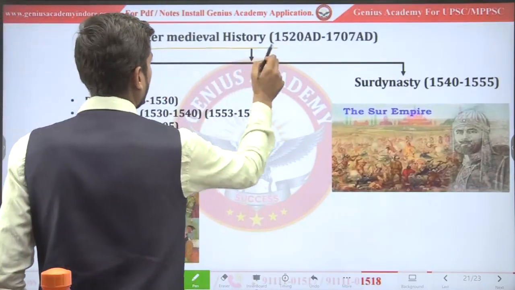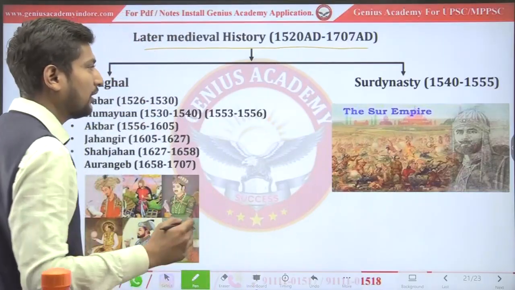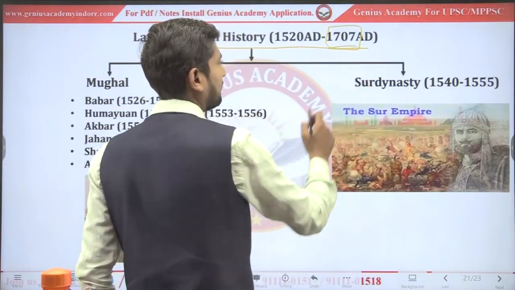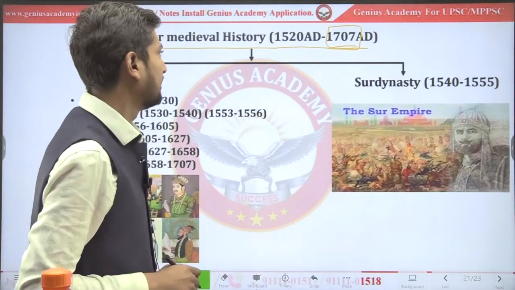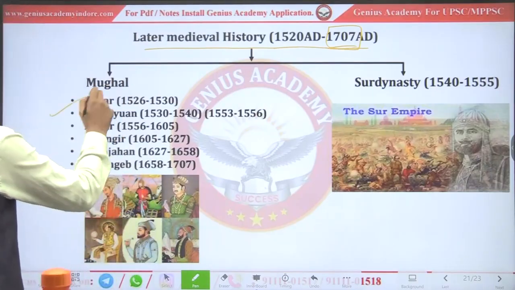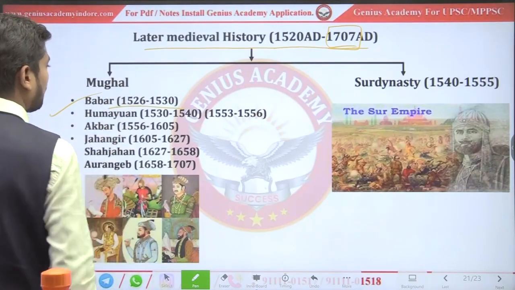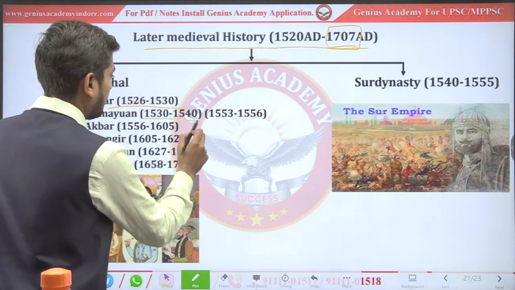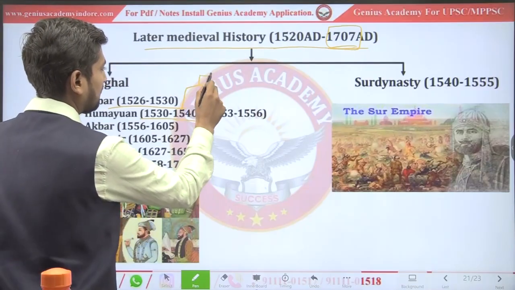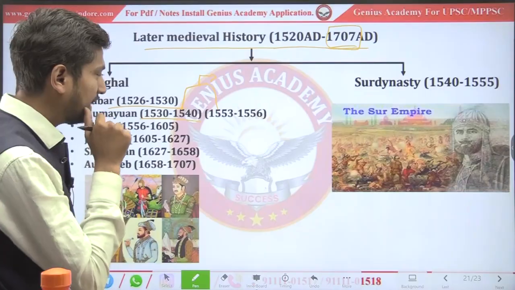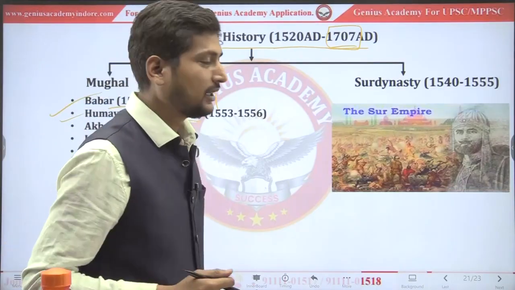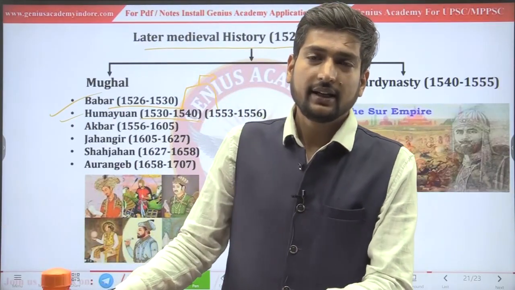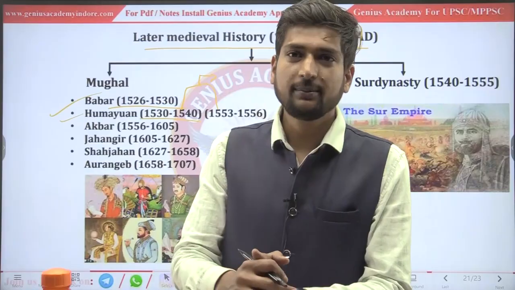Next, the later medieval period. That age is from the Mughal Empire till the death of Aurangzeb in 1707 AD. Babur first, who ruled from 1526 to 1530. Humayun ruled in two phases. Sher Shah Suri attacked Humayun, and Humayun was defeated in the Battle of Chausa.